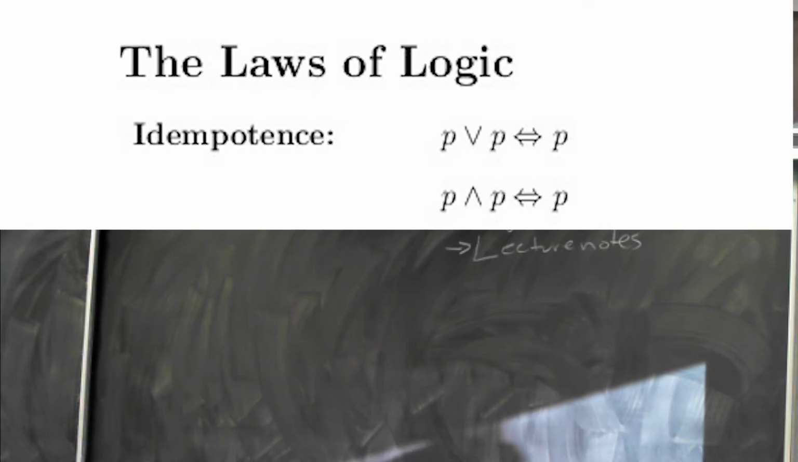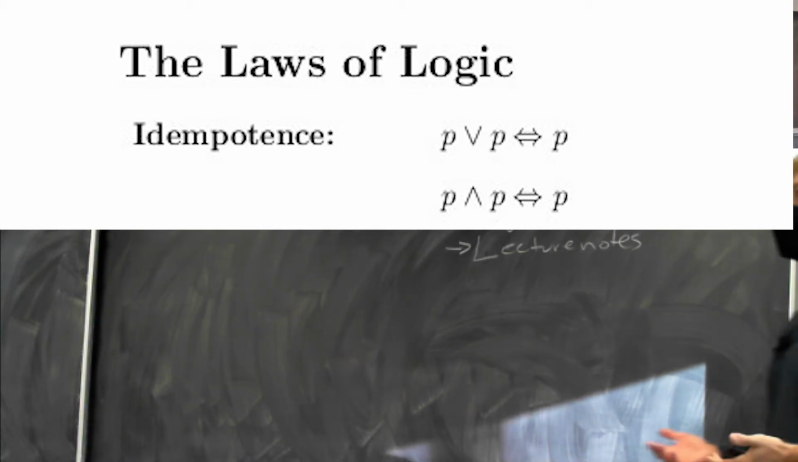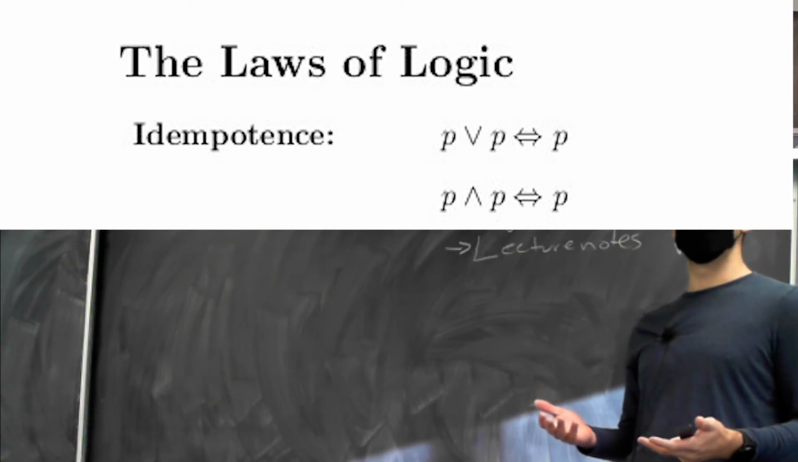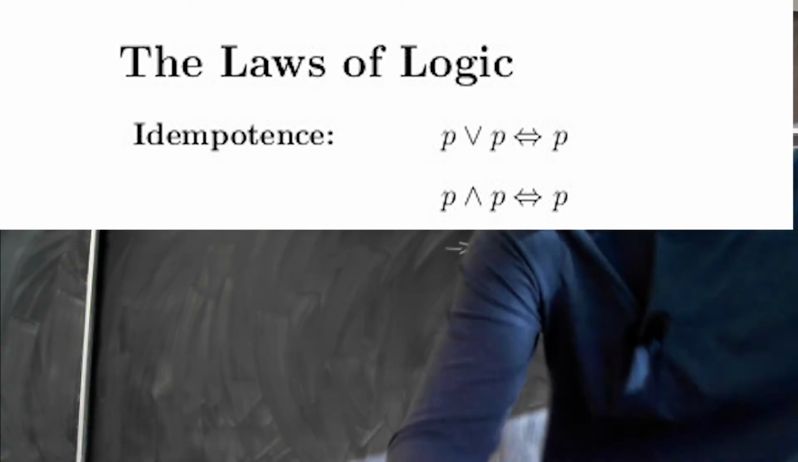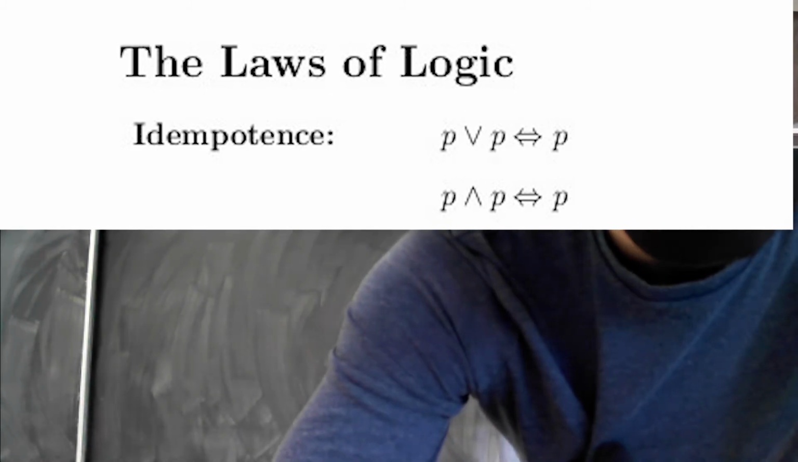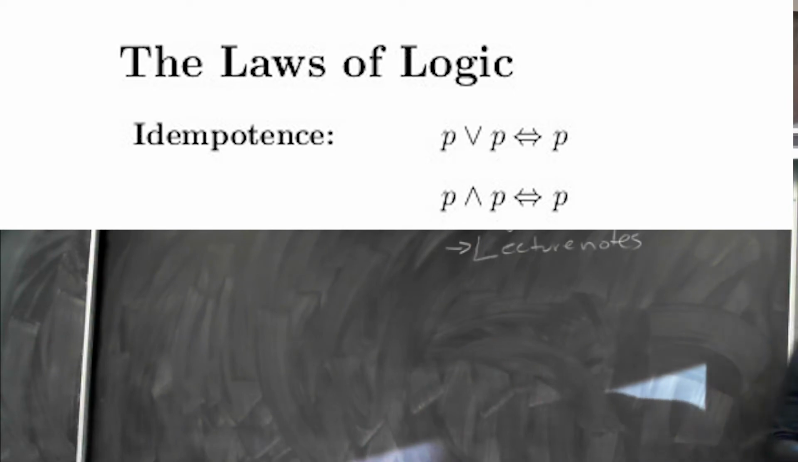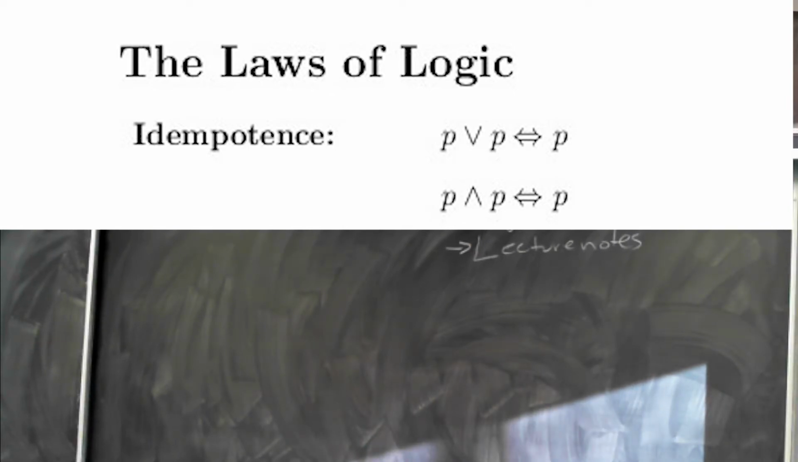So these first 2 laws are called idempotence. P or P is logically equivalent to P. I think that's pretty self-explanatory. P and P is the same as P as well. If you really wanted to, you could prove this with a truth table, but I think we understand that.